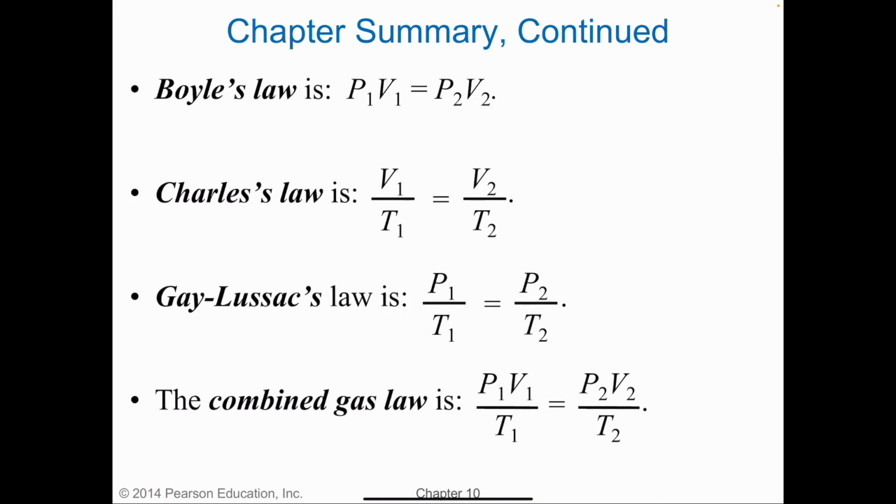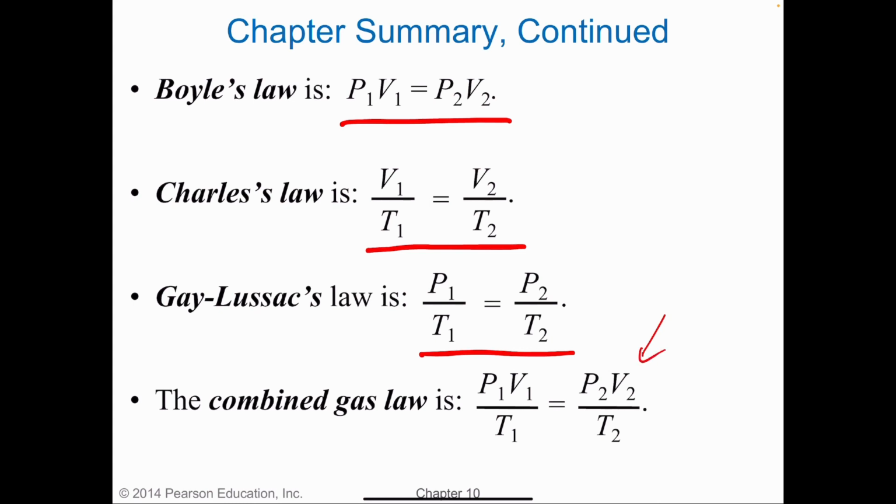So just in summary, Boyle's law, P1V1 equals P2V2. Charles' law, volume and temperature, they're fractions, so V1 over T1 equals V2 over T2. And Gay-Lussac's law, you have pressure and temperature, so P1 over T1 equals P2 over T2. And then we can have the combined gas law.